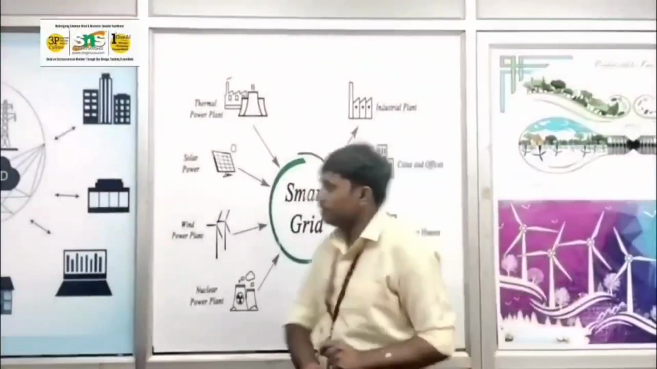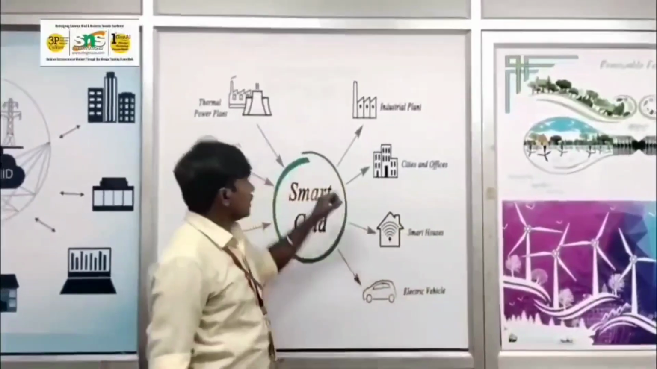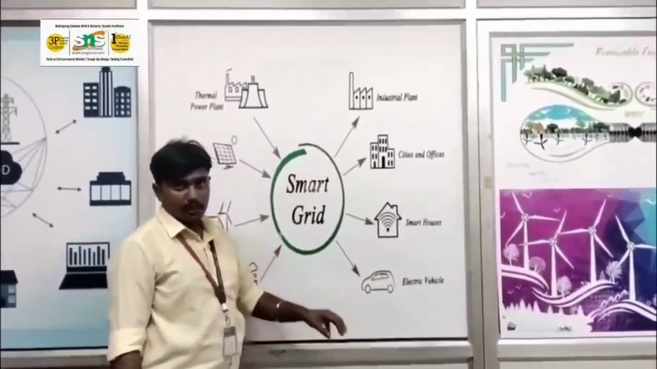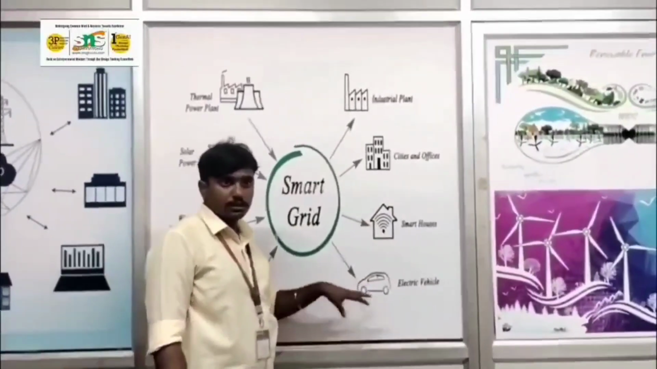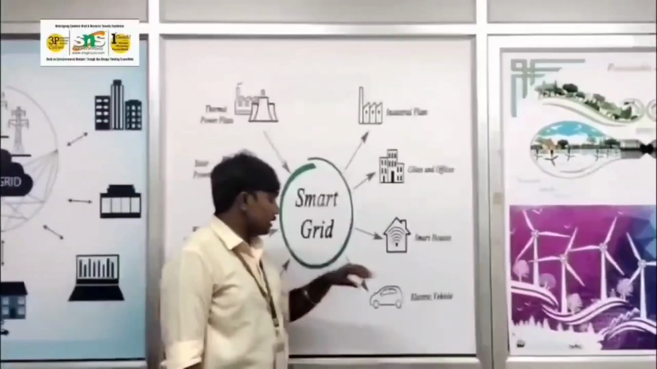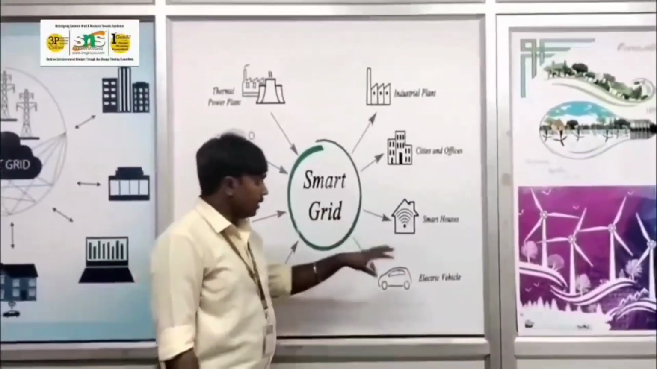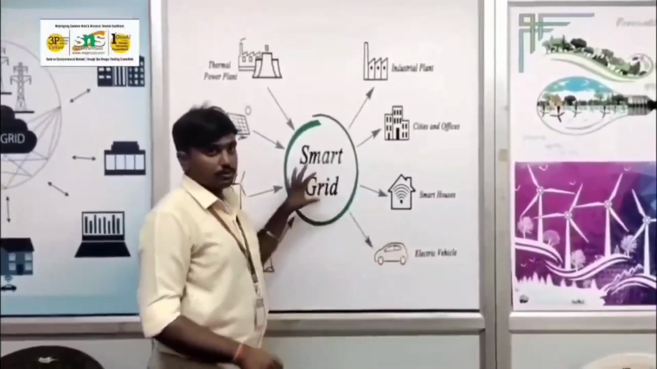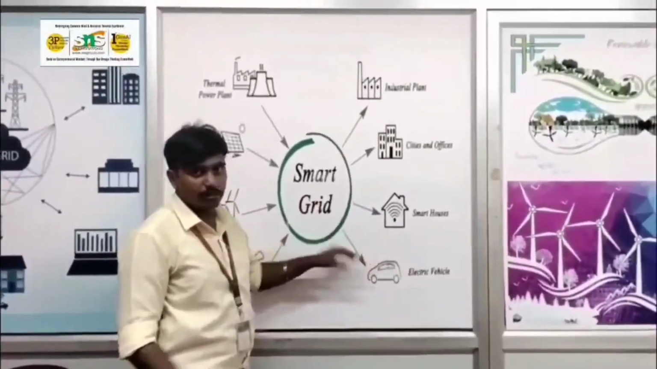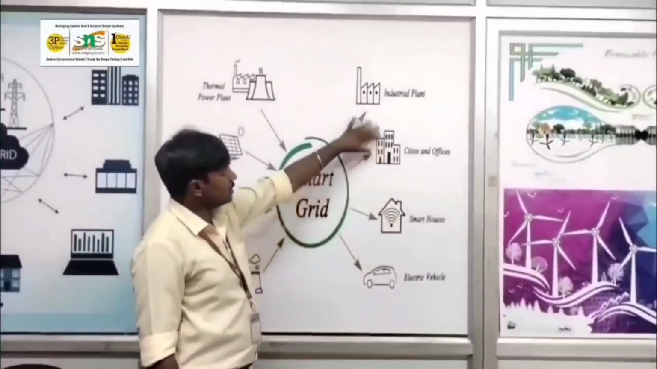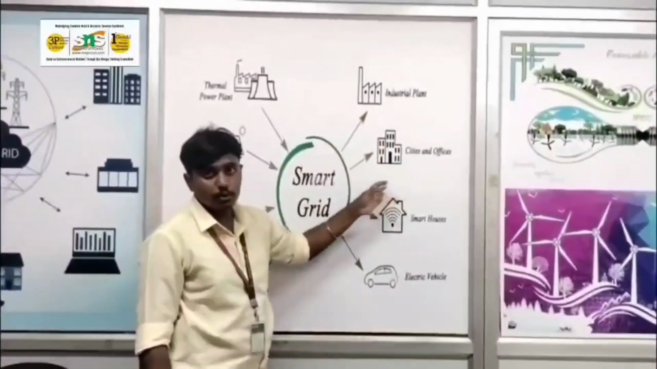Now when we are coming to the two-way communication, that is the industrial plants, cities, homes, smart grids and electric vehicles. When we are coming to the electric vehicles, there is a technology known as V2G technology, that is vehicle to grid, where the power generated from the EVs can be sent to the smart grids using the microgrid, which we have spoken about. And we are checking the smart houses, cities and offices. As we said, this is a two-way communication system.